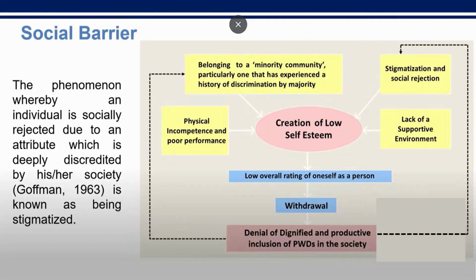Social barriers: the phenomenon whereby an individual is socially rejected due to an attribute which is deeply discredited by his or her society. Goffman said in 1963 that this is known as being stigmatized. This theory was specialized by Goffman in 1963, called stigmatization. It can create low self-esteem due to stigmatization and social rejection, lack of a supportive environment, belonging to a minority community, physical incompetence and poor performance, low overall rating of oneself as a person, and withdrawal from that activity particularly. This can be considered in a physically challenged person in society.